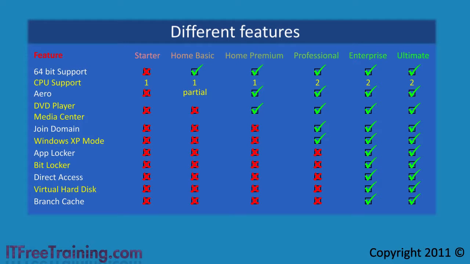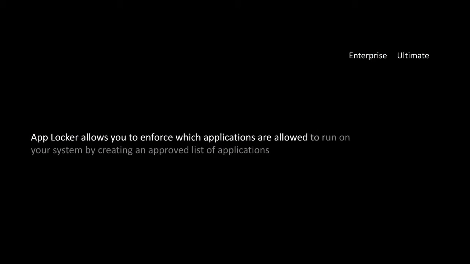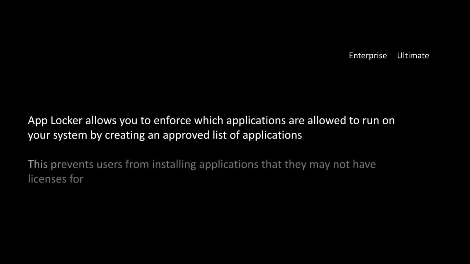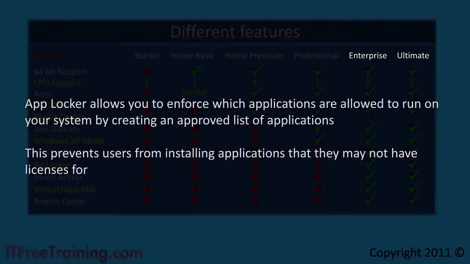The last two editions are the Enterprise and Ultimate editions. Feature-wise, these editions are identical. They include support for AppLocker. AppLocker allows you to enforce which applications are allowed to run on your system by creating an approved list of applications. This prevents users from installing applications that they may not have licenses for.